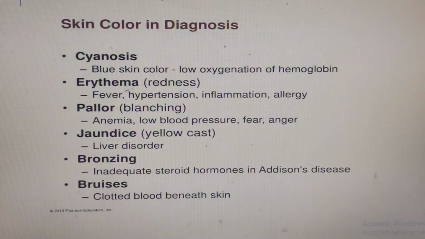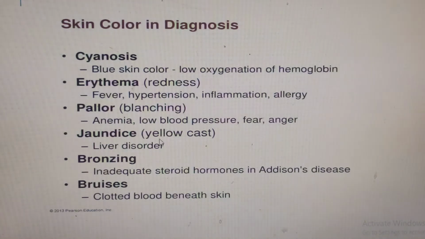Then the next one is erythema, and that is redness, rubor. So when there's redness, it suggests, of course, fever, hypertension, inflammation, some kind of allergies in there. Okay, so that one we can see. Then when there's pallor, otherwise known as blanching, then it's highly suggestive of anemia, whether it's iron deficiency anemia or whatever, then that is anemia. And that one is also suggestive of low blood pressure, fear, and of course, anger.